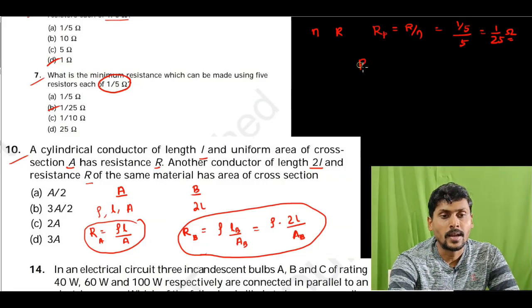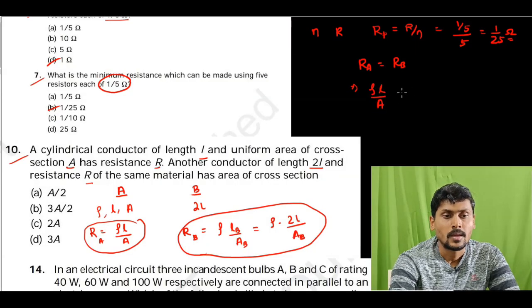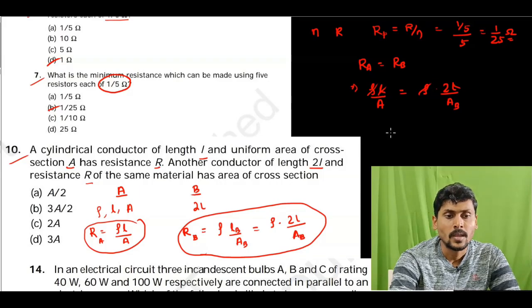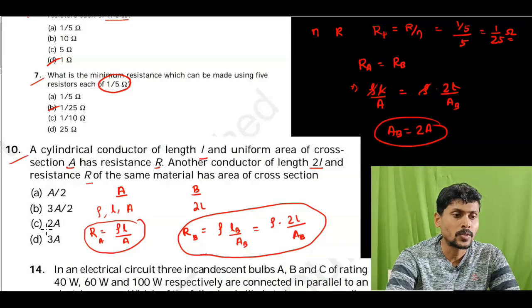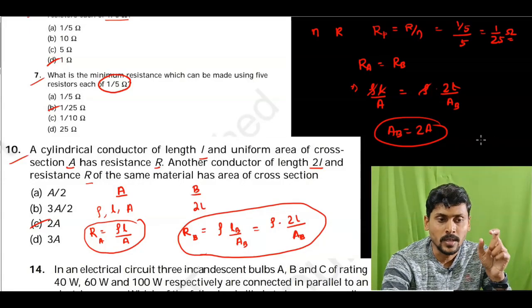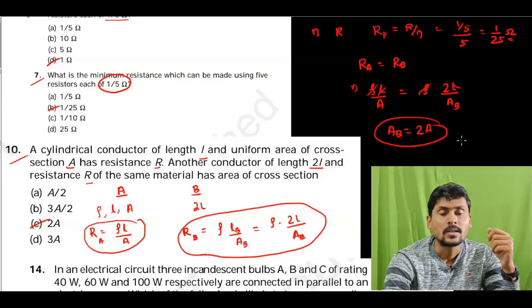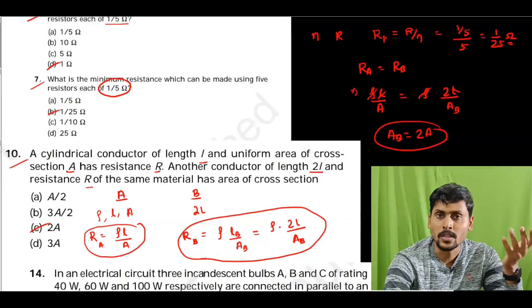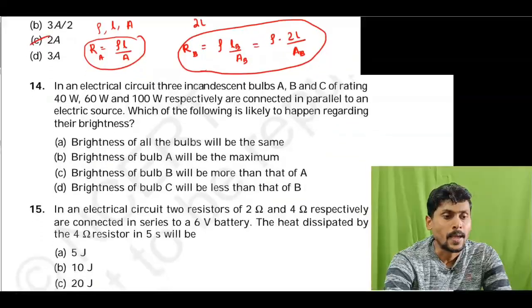So you can write that RA is equal to RB, that implies rho L by A is equal to rho 2L by area of B. So here rho L will get cancelled. AB will be equal to twice of A. So the option will be option C. It means the area of cross section of the second conductor will be twice that of the first conductor. Okay, so in this way you can solve this question.